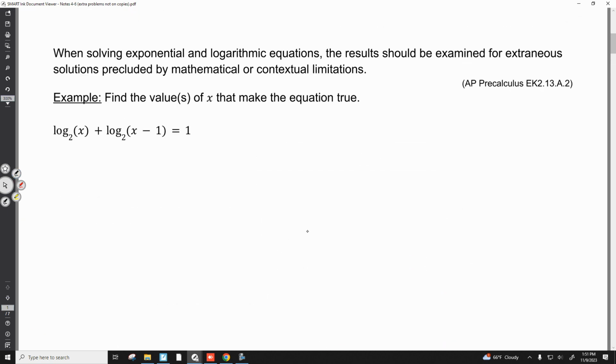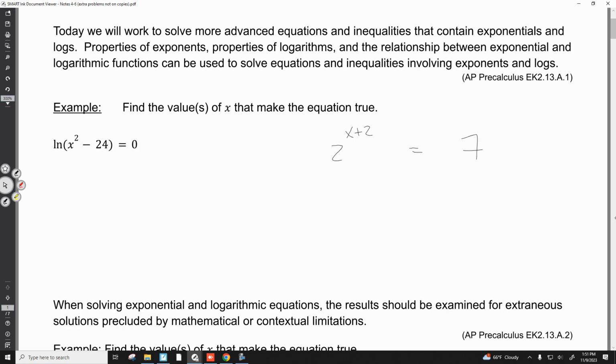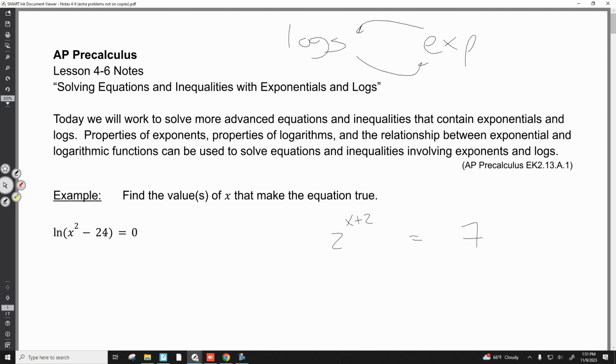So, when we solve equations with logs or equations with exponents, put in 2 to the x plus 2 equals 7. This is an equation we already solved on the right. I'm just going to repeat it here. To undo a log, we use an exponent; to undo an exponent, we use a log. So if I have this equation right here, I would get rid of the log base e using an e to the power.